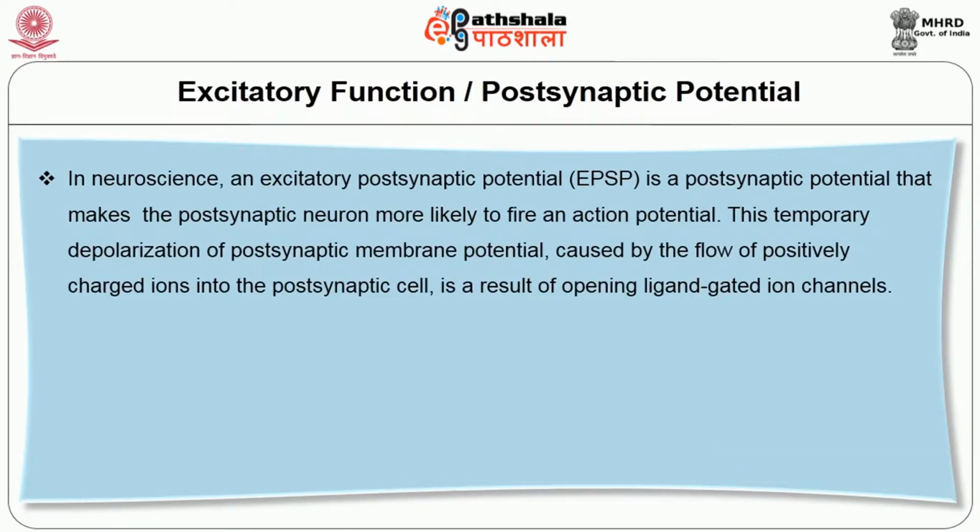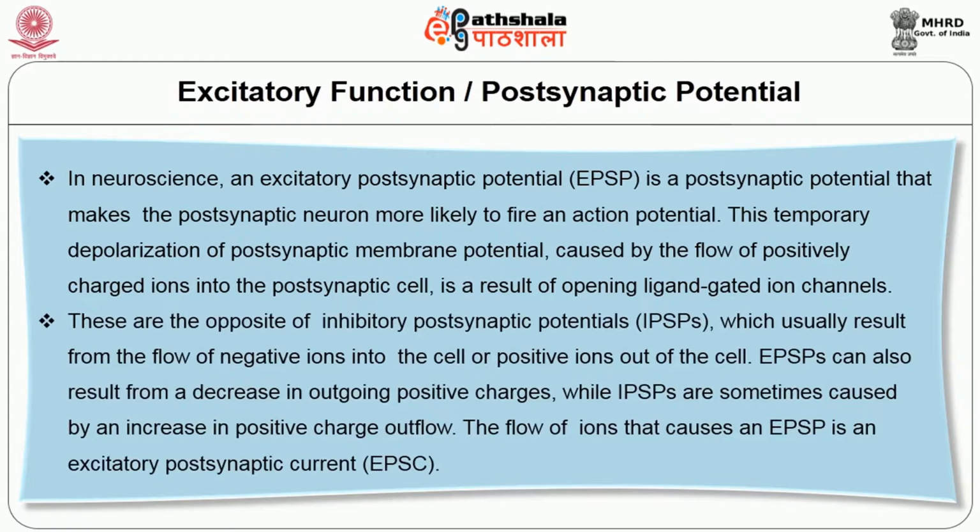In neuroscience, an excitatory postsynaptic potential, EPSP, is a postsynaptic potential that makes the postsynaptic neuron more likely to fire an action potential. This temporary depolarization of the postsynaptic membrane potential, caused by the flow of positively charged ions into the postsynaptic cell, is a result of opening ligand-gated ion channels. These are the opposite of inhibitory postsynaptic potentials, that is IPSPs, which usually result from the flow of negative ions into the cell or positive ions out of the cell. EPSPs can also result from a decrease in outgoing positive charges, while IPSPs are sometimes caused by an increase in positive charge outflow. The flow of ions that causes an EPSP is an excitatory postsynaptic current.